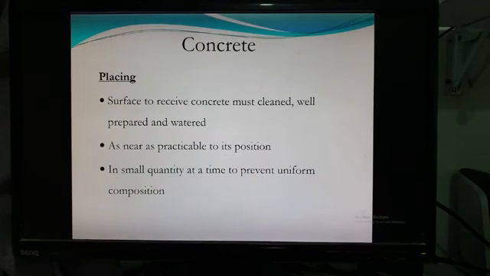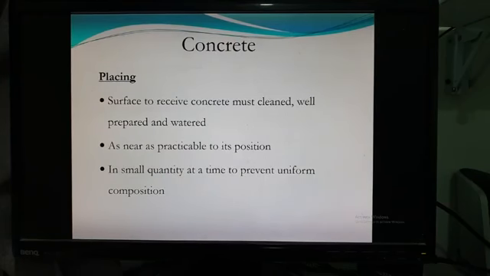So in terms of the placement, the surface, where usually it's the formwork, must be clean, well prepared and watered. Must be as near as practicable to the final position. So what this means is that when you place the concrete, it must be as near as possible to the formwork. We do not want to pour the concrete in a position where it is very far or very high from the formwork, because you might damage the formwork or even cause the formwork to fail.